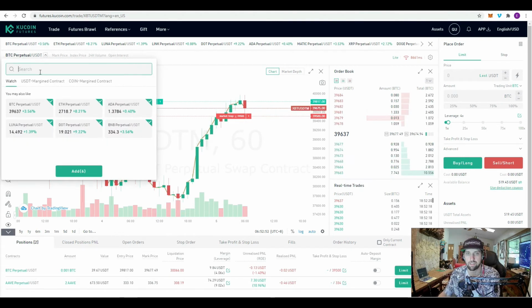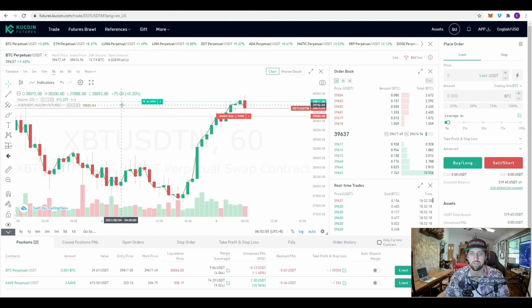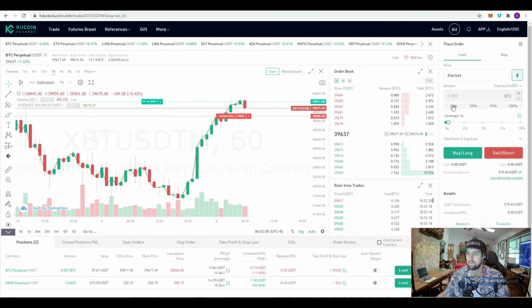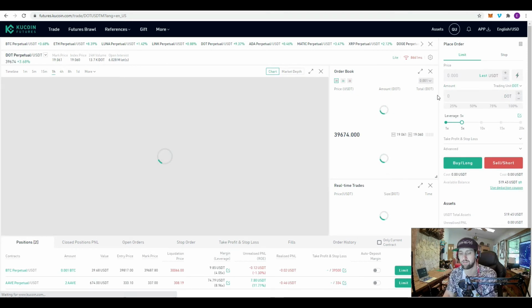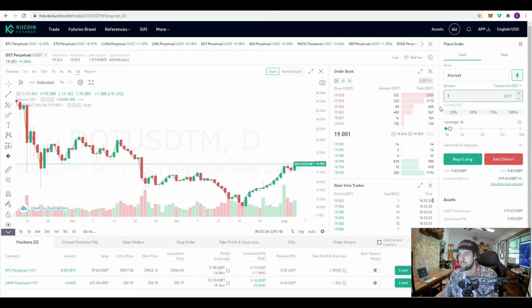Now we're going to take this to DOT USDT. Now we saw what DOT was doing. We want to go short. So let's just do one DOT. It's going to cost us $9. That's the most that we can risk on the trade is $9. If we liquidate, it's only going to be that $9. It's not going to be our total account, which is nice. So I can add my short on DOT.